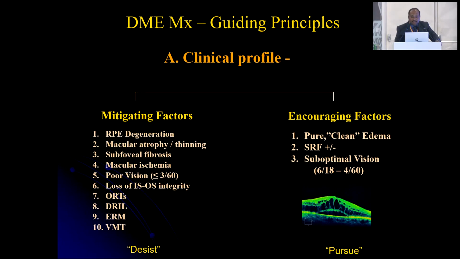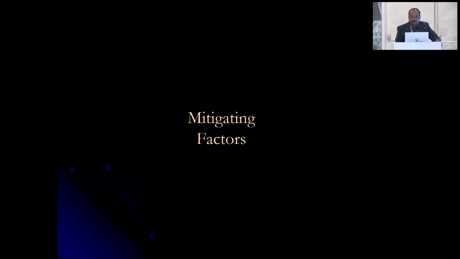And in our population, it's important to also know the patient factors, the compliance issues, financial issues around this patient. So these, on the right side, is a list of mitigating factors where acuity is compromised because of RPE degeneration, macular atrophy, etc. And I'll show you some examples. Here, when it's like that, you can desist from an aggressive treatment policy because you're hitting a wall there. But if you have encouraging factors like this pure clean edema with or without subretinal fluid, suboptimal vision, which for me is about 6/18 to 4/60, you can pursue a more aggressive approach.